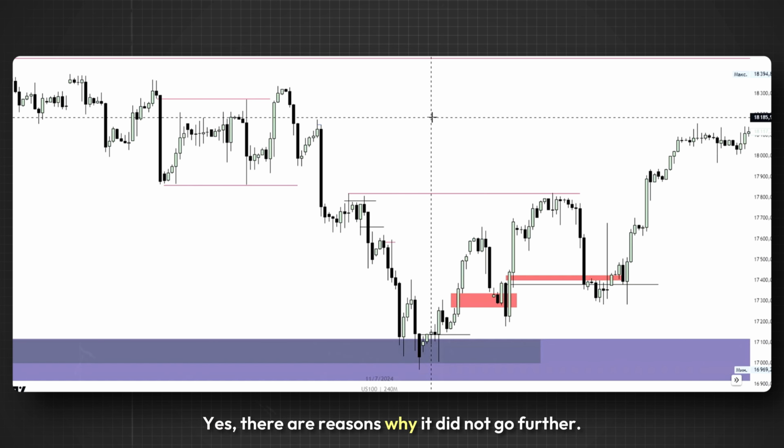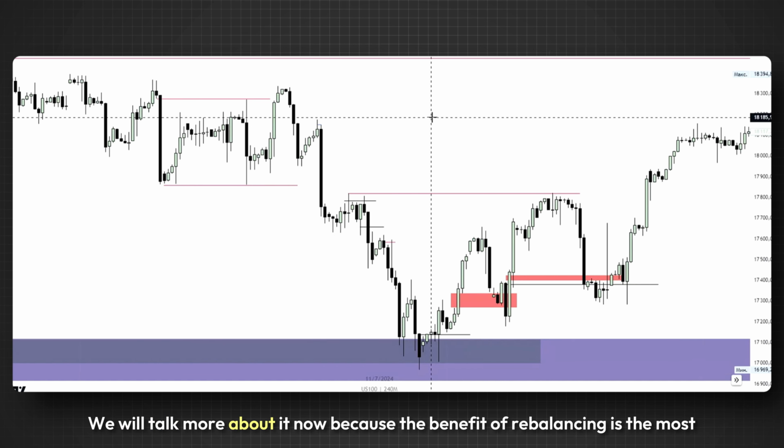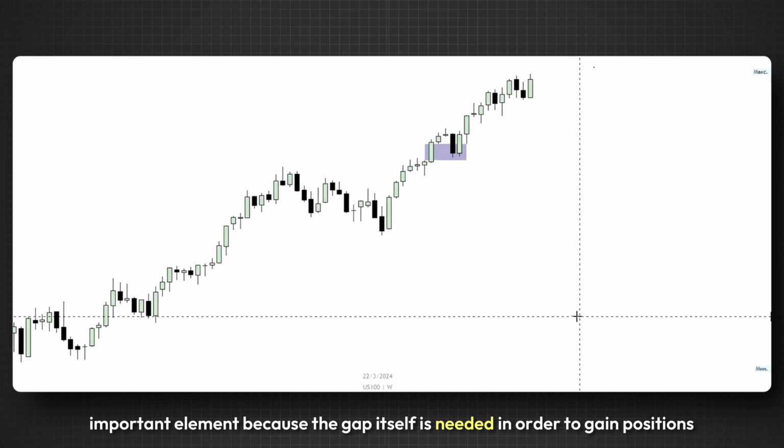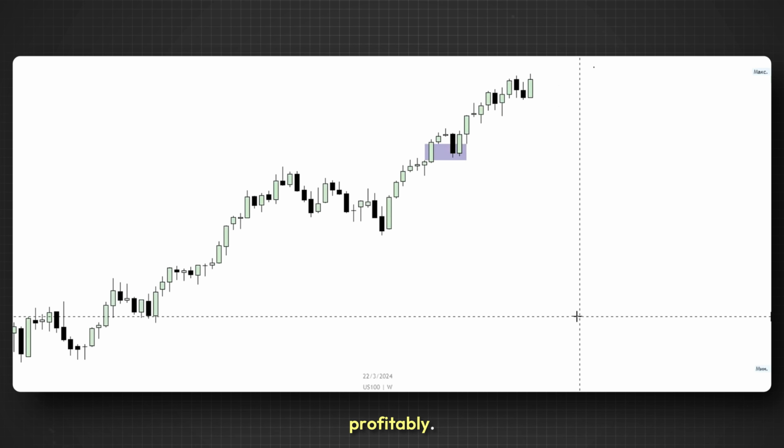Yes, there are reasons why it did not go further. Again, these reasons are here. And so this gap here is microscopic, but it's too small to rebalance. We will talk more about it now because the benefit of rebalancing is the most important element. Because the gap itself is needed in order to gain positions profitably.